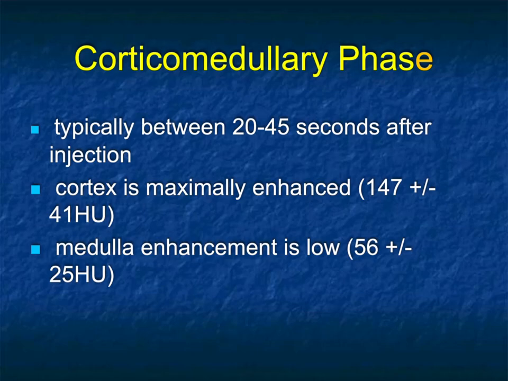of injection. At that point, the cortex is maximally enhanced around 150 Hounsfield units in a normal kidney, and the medullary enhancement is lower, typically around 50. So there's usually around a 90 to 100 Hounsfield unit differentiation between cortical enhancement and medullary enhancement. And last year we had a whole lecture talking about cortical medullary differentiation and what the importance of that is and what causes the differentiation and what happens when that differentiation doesn't occur.